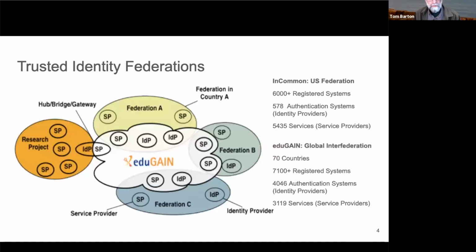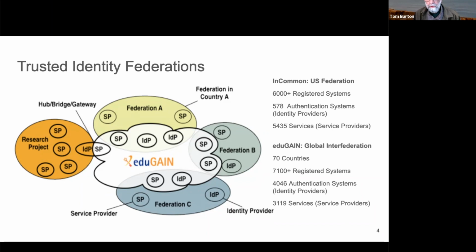So let's just recall a little bit about federation, or identity federations, or access federations, or authentication federations. There's a lot of different words that are put next to the word federation. The general idea is that in each country, and in the US it's InCommon, there is a federation, an organization supporting access to this global infrastructure in its country for the R&E, the research and education sector.